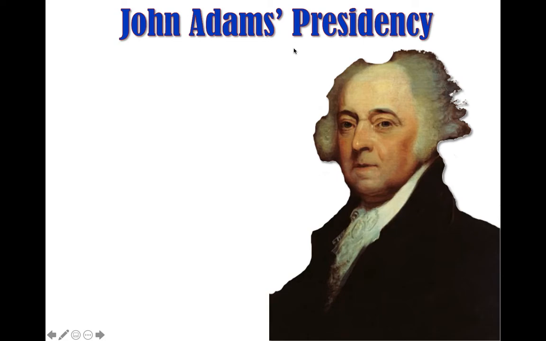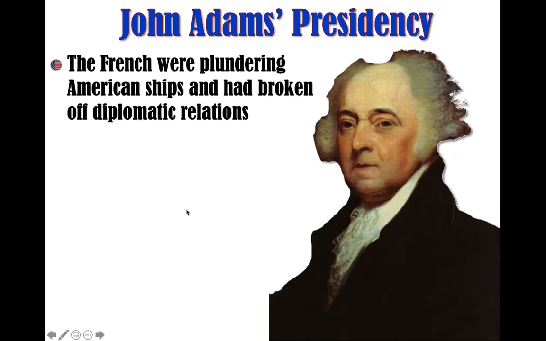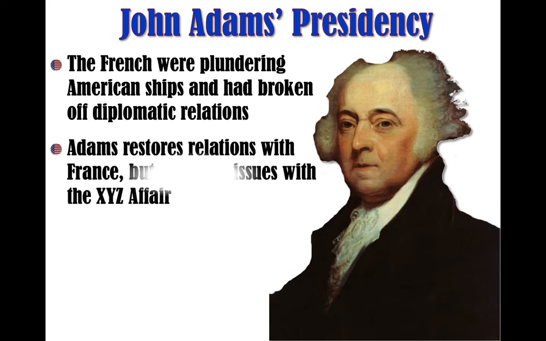Then we get to John Adams' presidency. He is the second president of the United States, so he will come directly after George Washington. So the French were plundering American ships and had broken off diplomatic relations. So even though France helped us in the Revolutionary War, now there was some division and some feuding going on between the two. So Adams restores relations with France, but runs into some issues with the XYZ affair.